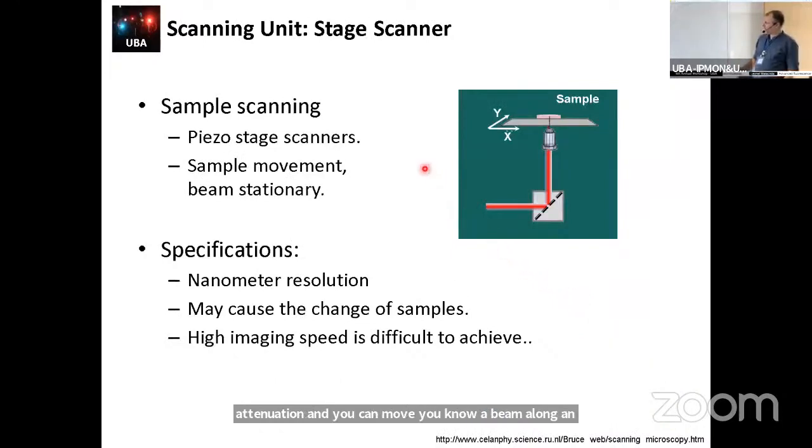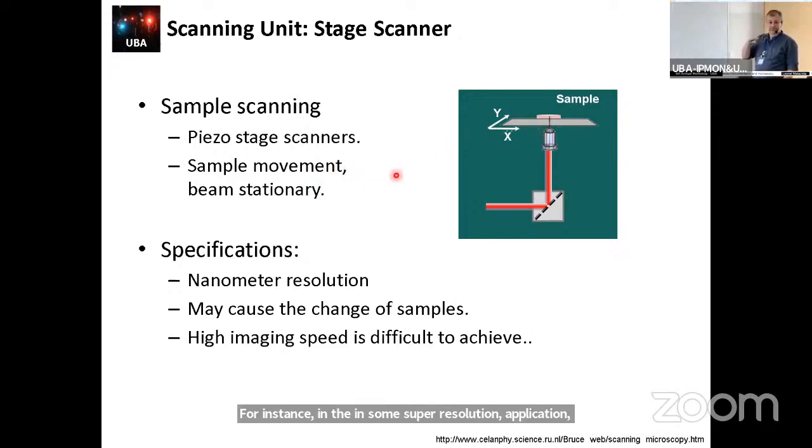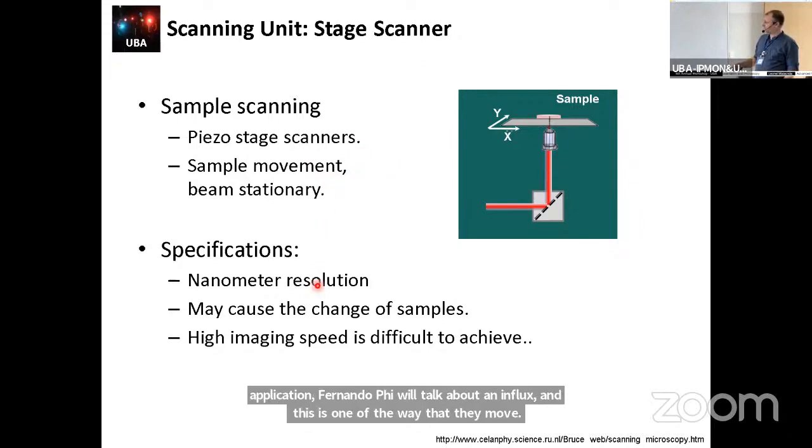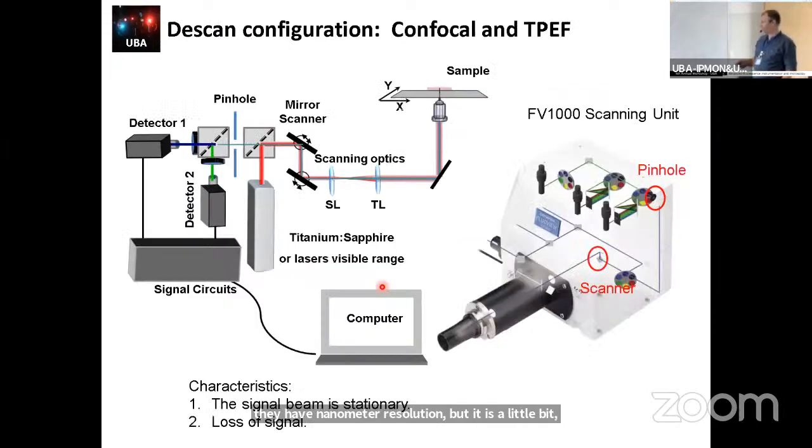Another possibility to scan is to use stages, like piezo stages, that you can move. And these are very useful, for instance, in some super-resolution applications. Fernando Stefani will talk about MINFLUX, and this is one of the ways that they move the sample. These are very good because they have nanometer resolution, but they are a little bit slower in the movement of the sample, and for instance you can only do a low rate of image acquisition.